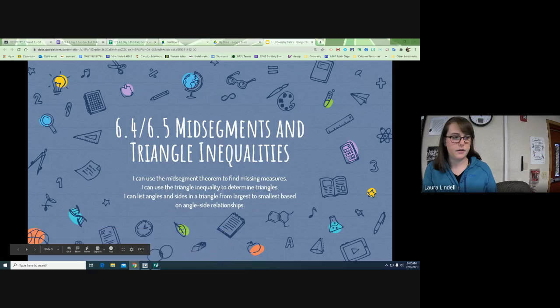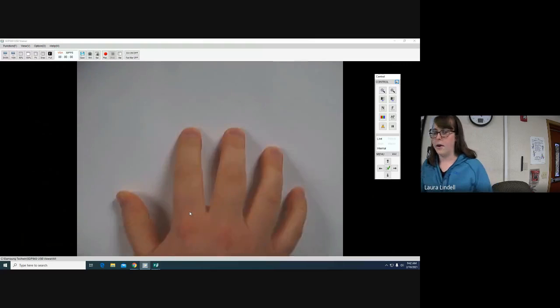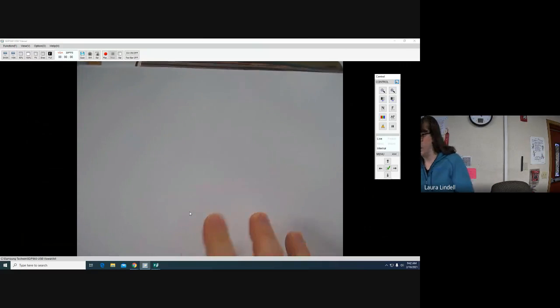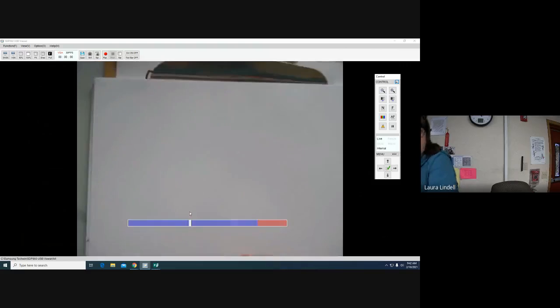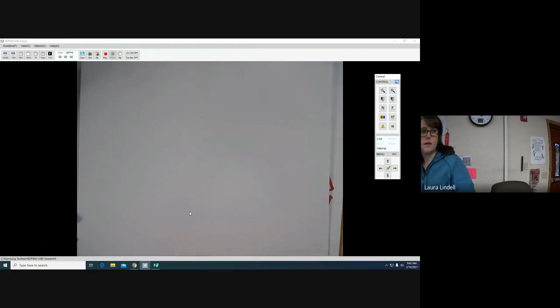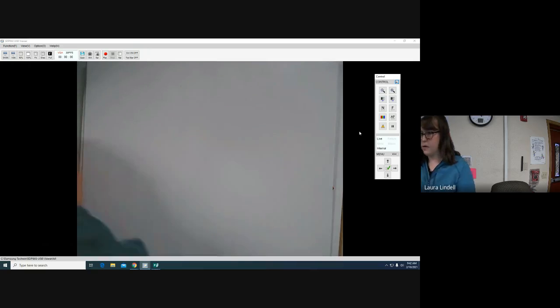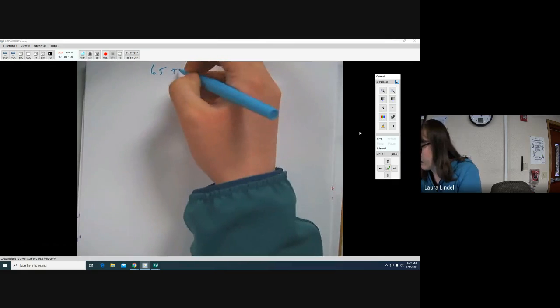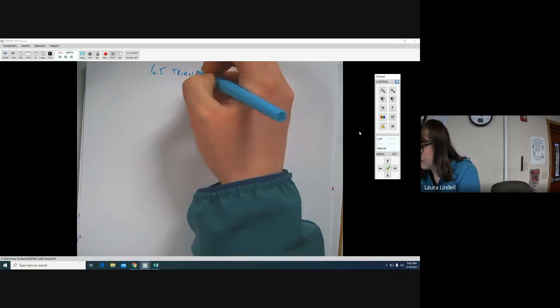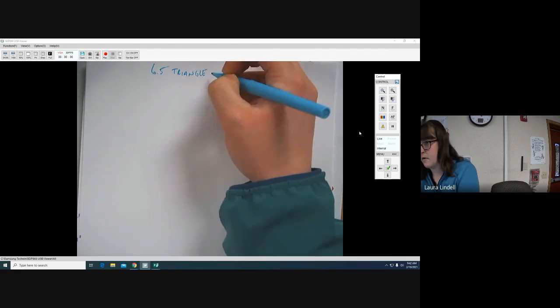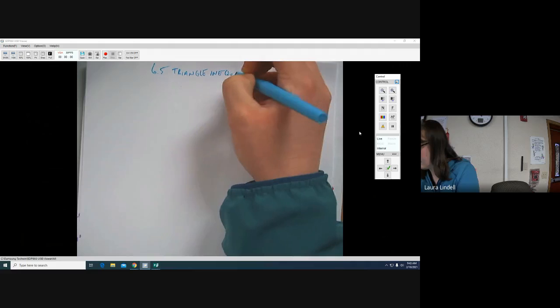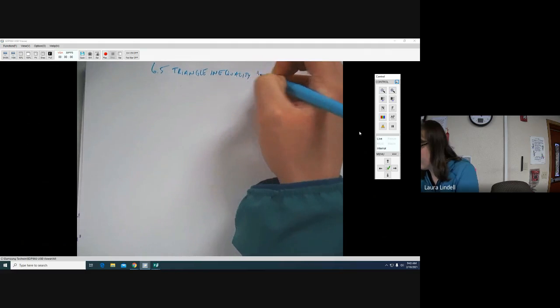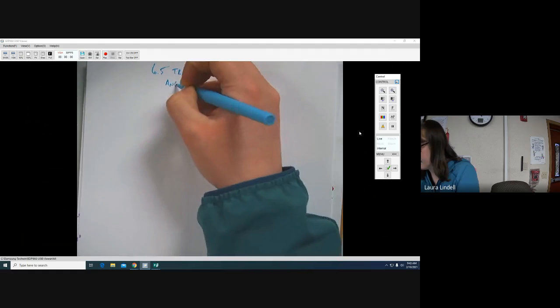There it is. Okay. Zoom out slightly. So 6.5 triangle inequality and angle side relationships.